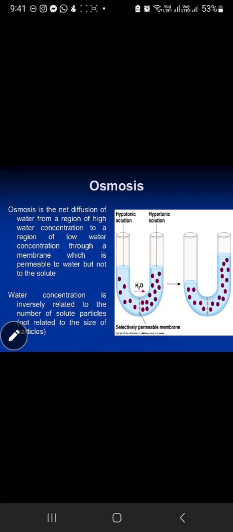Okay. We talked about diffusion, we talked about facilitated diffusion. Now let's talk about osmosis. Osmosis is the net diffusion of water from a region of high water concentration to a region of low water concentration through a membrane which is permeable to water but not to the solute. So if the water moves down the concentration gradient without need for metabolic energy, without need for ATP, that's osmosis, and that happens naturally down the concentration gradient in all cells and all membranes.